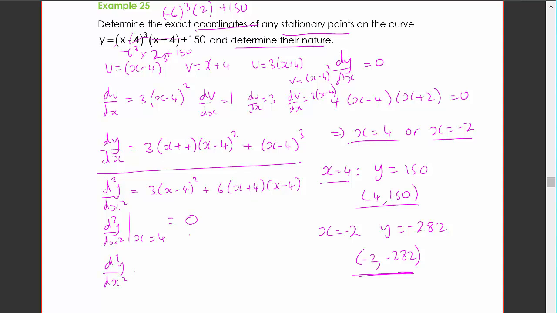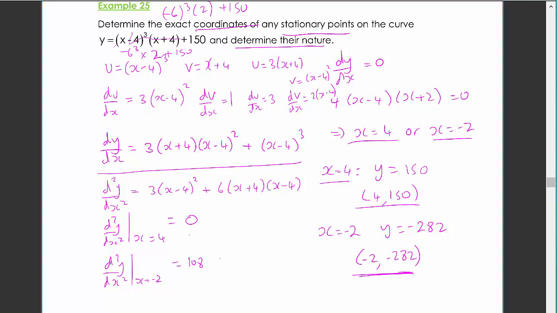d2y/dx squared, given that x is equal to negative 2. So what's that going to give me? It's going to give me 3 times negative 2 squared. Sorry, negative 6 squared if I put negative 2 in there. So negative 6 squared is 36. 3 times that's 108.